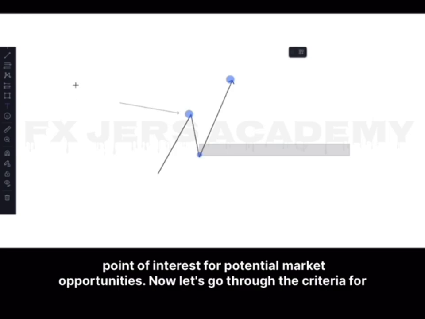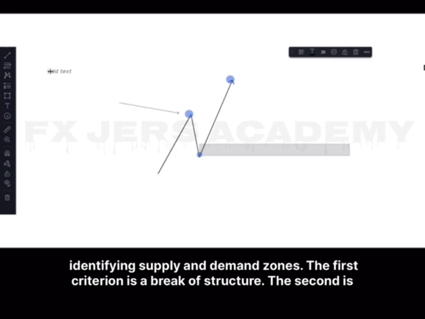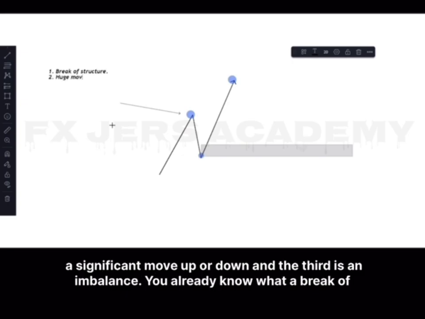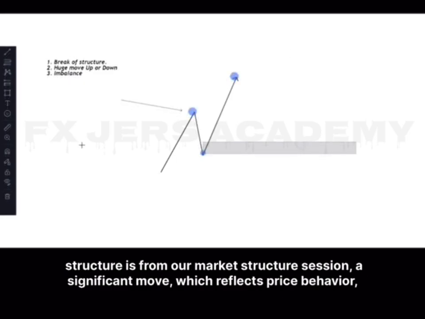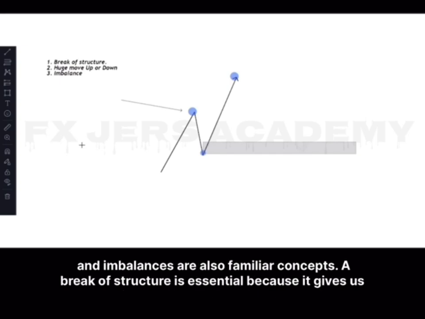Now let's go through the criteria for identifying supply and demand zones. The first criterion is a break of structure. The second is a significant move up or down, and the third is an imbalance. You already know what a break of structure is from our market structure session. A significant move, which reflects price behavior, and imbalances are also familiar concepts.